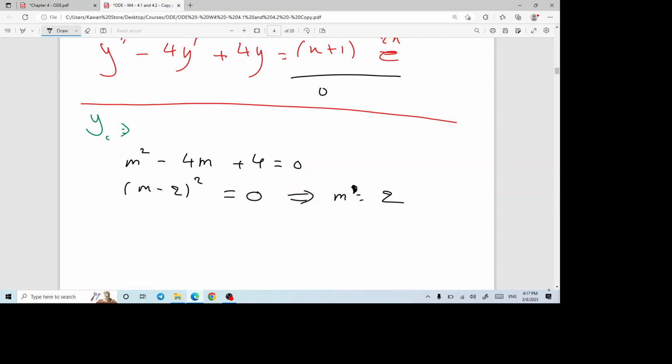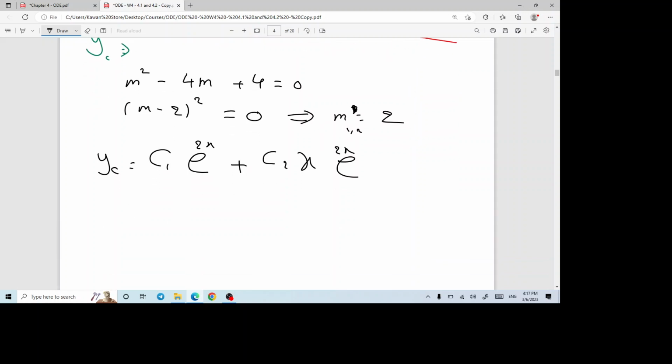m is equal to 2. Are you sure? How many roots do we have? Duplicated, right? So I say yc equals c1 e to the power 2x plus c2 x e to the power 2x. The same. Am I right? Because we have a duplicated root.